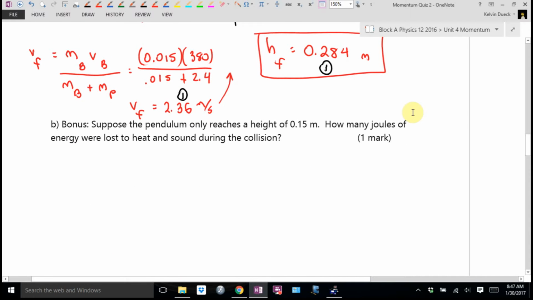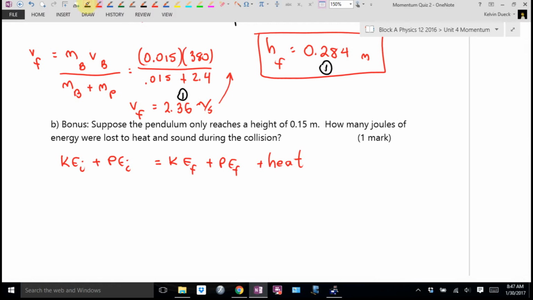Bonus. Suppose the pendulum only reaches a height. Find heat. I'm still going to start out with conservation of energy. But this time, I'll add heat. Now, it's important for me to think about where is the beginning. I think the beginning is before the collision. And the final is at the top of the swing.